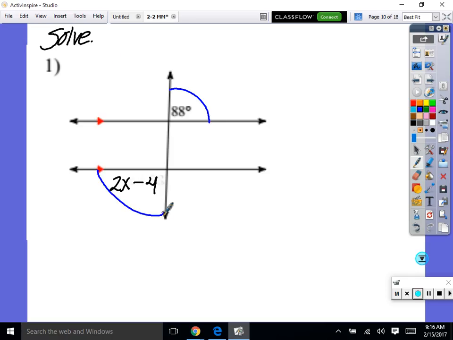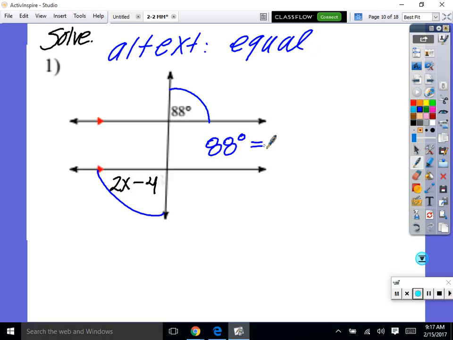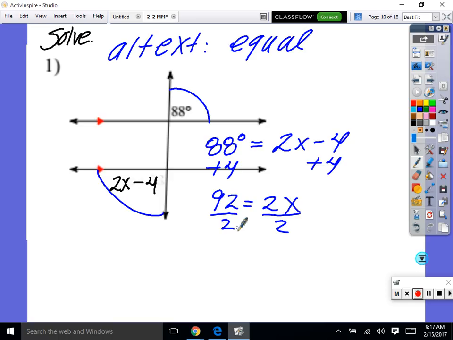Alternate exterior. What do we know about alternate exterior angles? They're equal. So our true statement is literally that equals that, correct? That's our true statement. So you would say 88 degrees equals 2x minus 4. And now we have an equation that's a true statement, and now we just solve for x. So we'd add 4, right? 88, 89, 90, 91, 92 equals 2x, and then solve for x, right? Divide by 2. Everybody good? So x equals 46. Boom, boom.